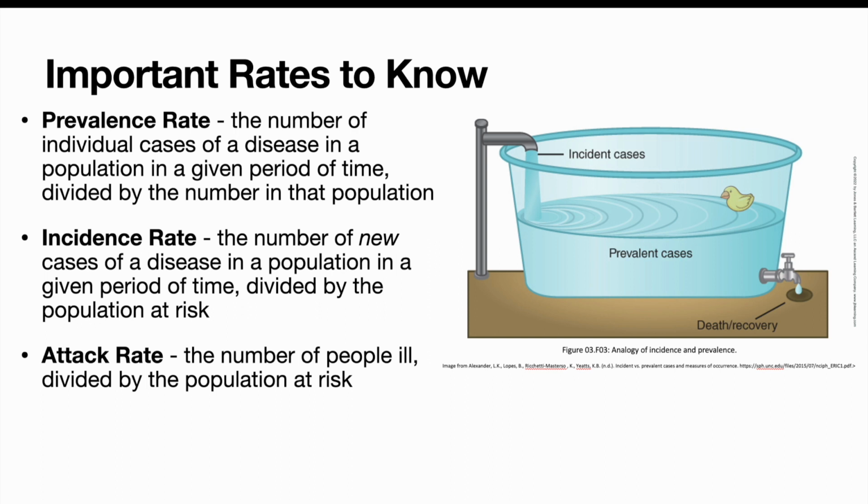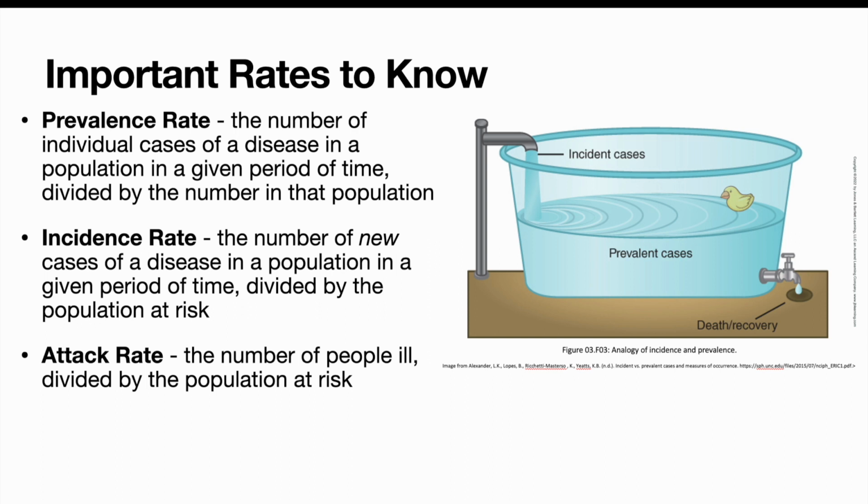However, if we wanted to look at incidence rates, incidence is the number of new cases of a disease in a population in a given period of time, divided by the population at risk. When we look at incidence, those are the new cases. So those are the cases that are coming into the population. The incidence cases can be seen coming into the bathtub. Only those are counted in the incidence rate.